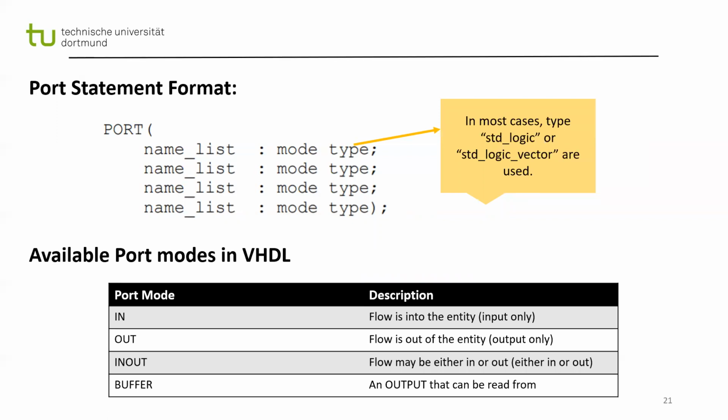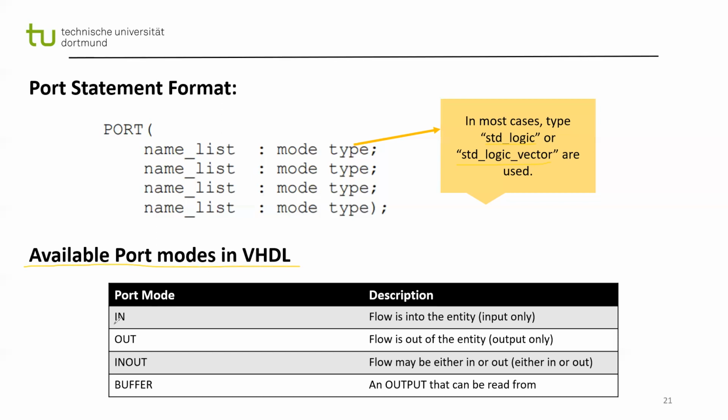In most cases of a basic VHDL program, such as the AND gate or simple integrated circuits, the type is declared as either an STD logic or STD logic vector. The STD logic is for 1-bit data types, and the STD logic vector is used for a bit vector data type. As for the mode, we have available port modes in VHDL.